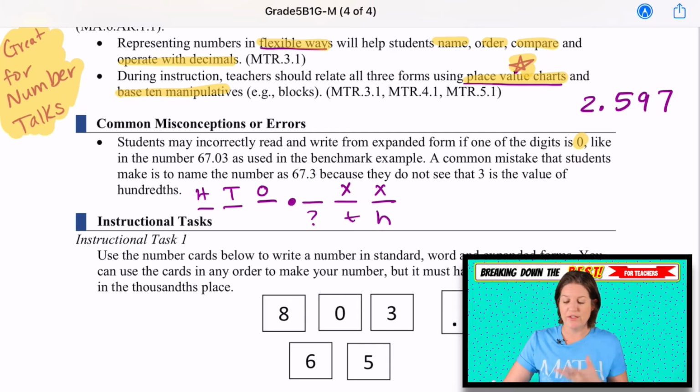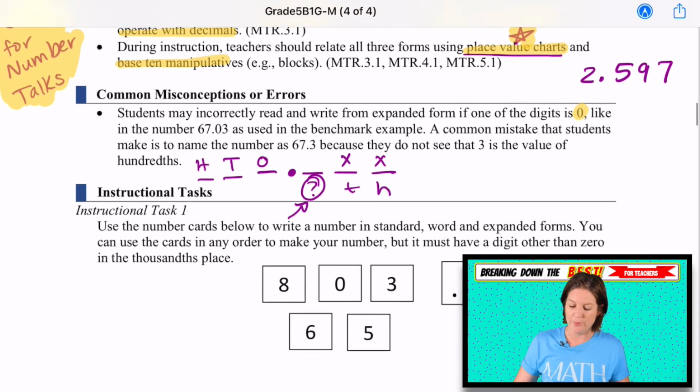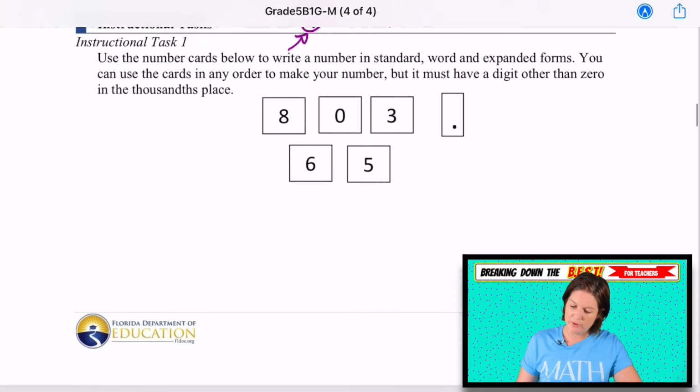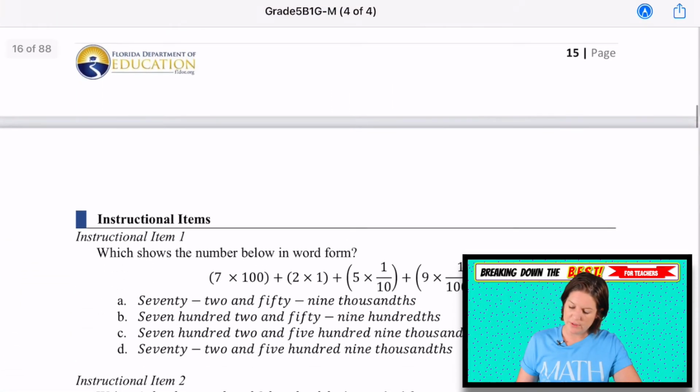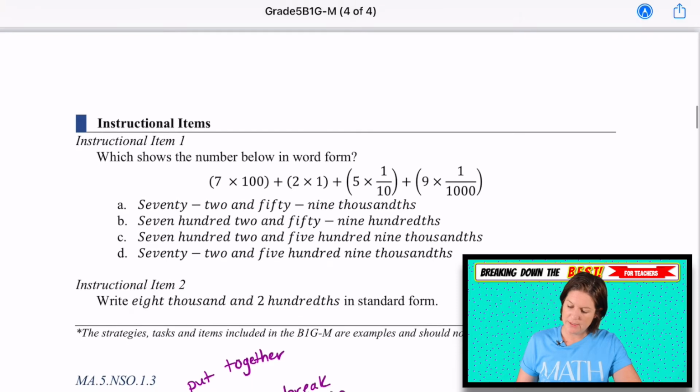Understanding this standard, students might forget, oh, this right here is the tenths place, and next to it is the hundredths place, and that will really start to help. This was a good version of a task, and this is an example of an instructional item that you might see right down there.